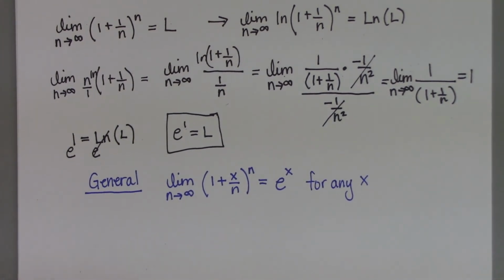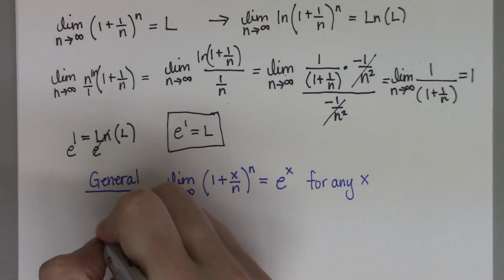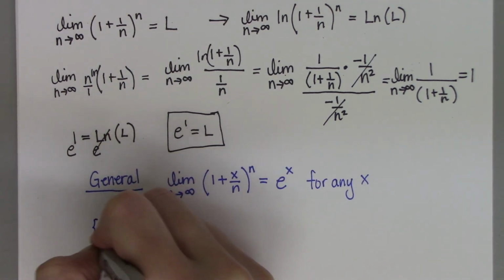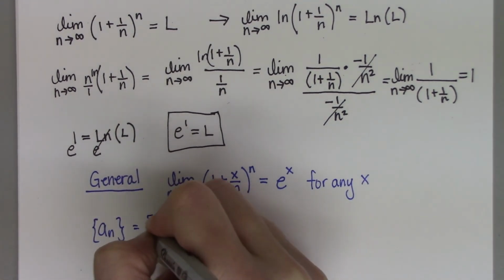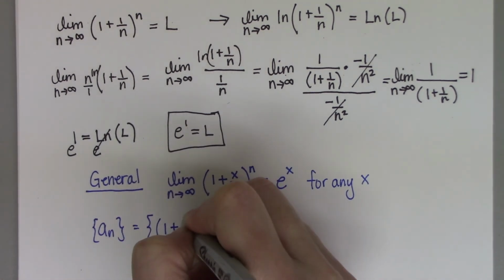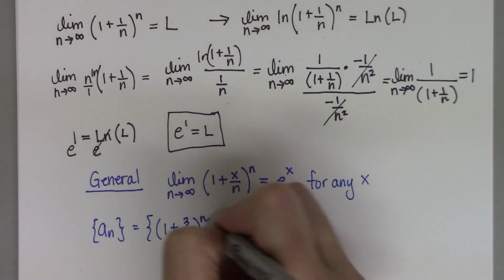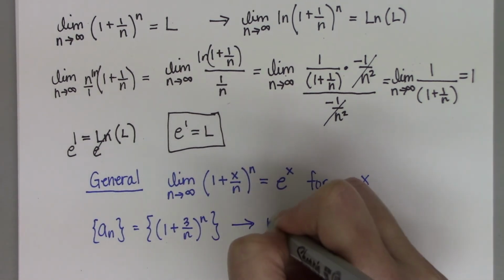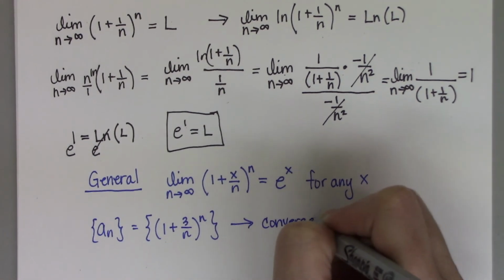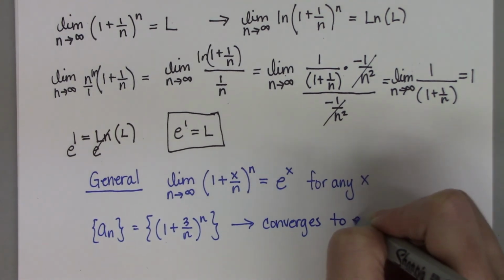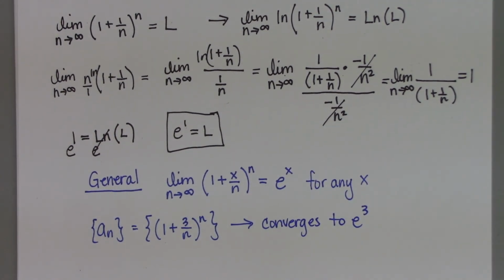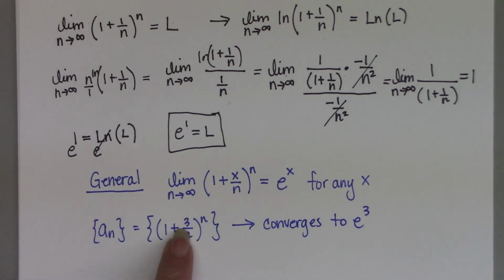The one thing that's a little strange for you guys to see is like we've got x's and n's mixed in the same expression. x is not a variable here. x is actually a constant. n is the variable. So if I said a sub n is now the expression 1 plus 3 over n raised to the n, well, you can simply say directly that this converges to e cubed. And I knew it was e cubed because of this number right here.